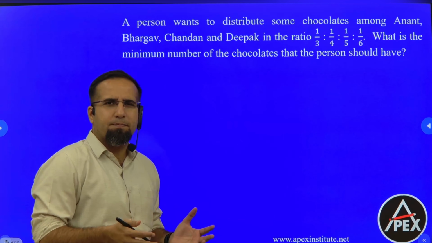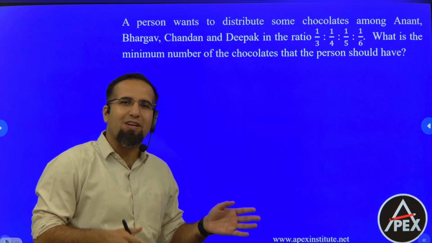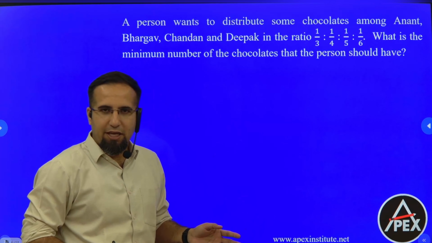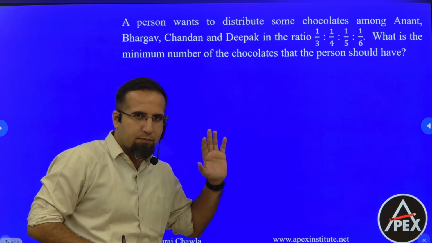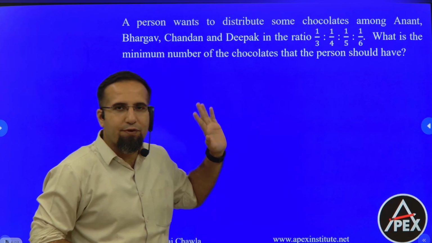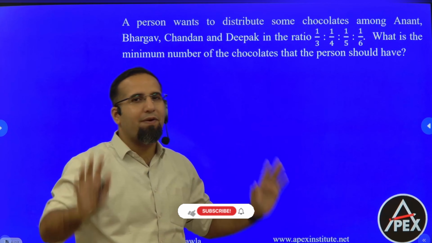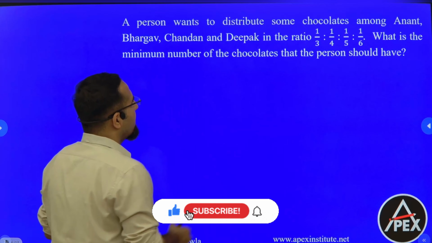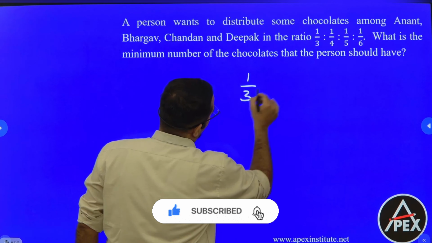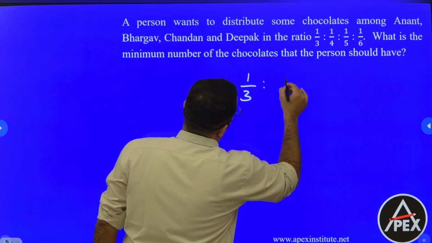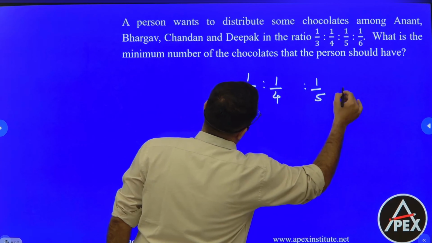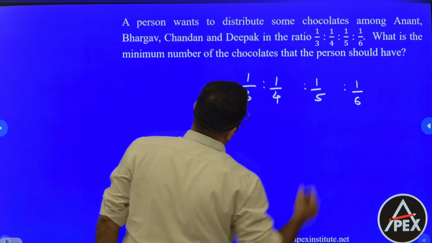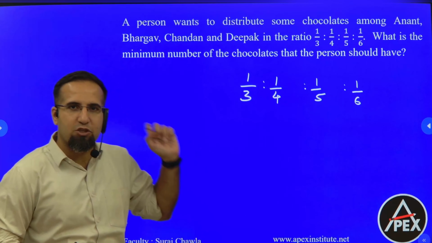Now, first of all, number of chocolates क्या होता है? Number of chocolates हमेशा integer होता है. ठीक है? अब अगर हमको number of chocolates integer के format में निकालना है, and I'm given ratio of fractions. So सबसे पहले let's simplify ratio of fractions. ठीक है, तो ratio of fractions क्या होता है यहाँ पे 1/3 is to 1/4 is to 1/5 is to 1/6.